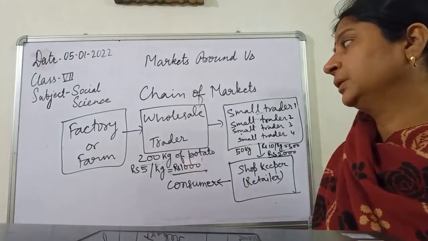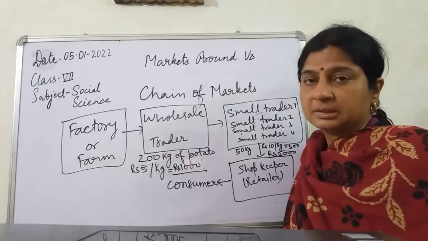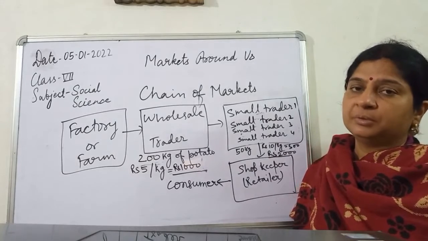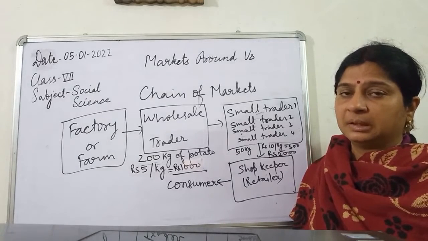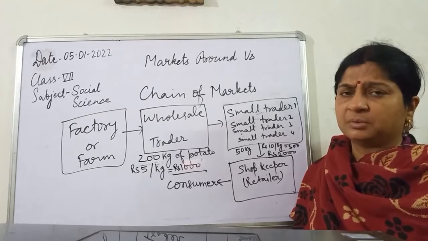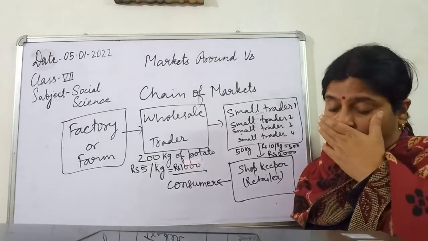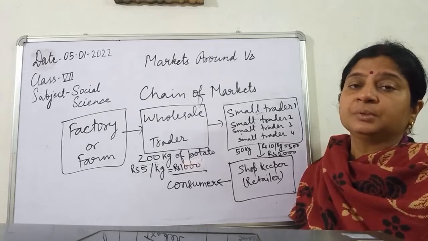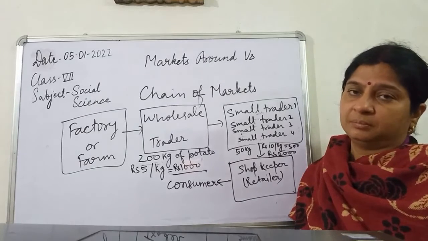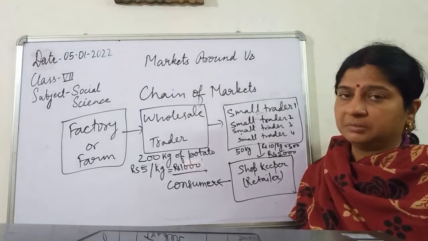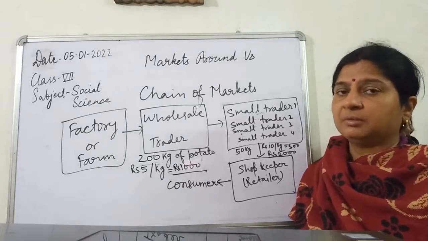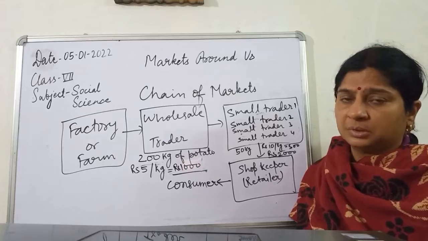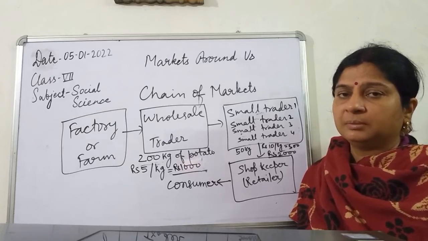Here you see that the trader is in a beneficial position, and the farmers also prefer to sell to them, and factory owners also. They also want to sell their product to the wholesale trade, because whatever they have produced, everything will be sold at one go, so it will be beneficial for them.